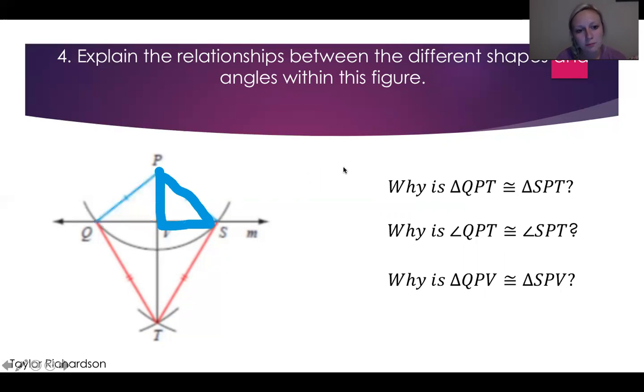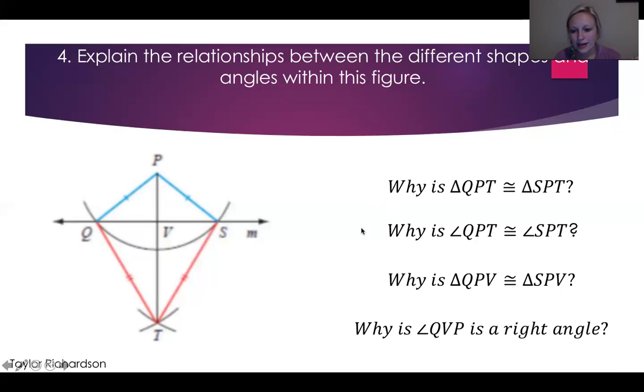And also, we have these handy little blue tick marks and red tick marks at the bottom that tell us if there's one tick mark on this blue line, then that means there's another blue line that has one tick mark, and that means that they are congruent. Similar to the red lines, they have two tick marks, and that tells us that there is another line somewhere on this shape that has two red tick marks, and that is going to be congruent to that line.